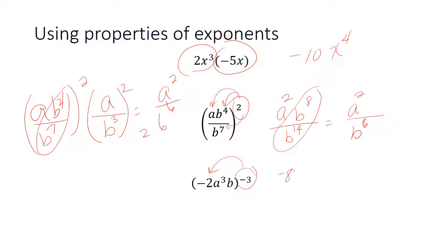I'll do my a to the cube, so I'm going to multiply my 3 times negative 3, which is going to give me a negative 9, and b to the negative 3rd, so that would be b to the negative 3. And now, in order to make my two exponents here positive, I'm going to do the reciprocal, so it would be 1 over negative 8, a to the 9th power, b cubed.